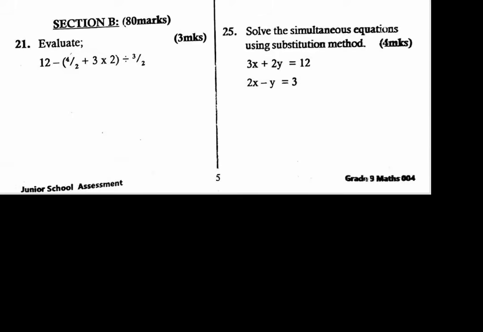So we're going to start with question number 21. 21 reads, evaluate. Here we have 12 minus, in brackets, 4 over 2 plus 3 times 2, divided by 3 over 2. So you know that we're going to use BODMAS to solve this. BODMAS means you start with brackets, and then you go to of, division, multiplication, addition, and subtraction. I'm going to start with what is inside the bracket.